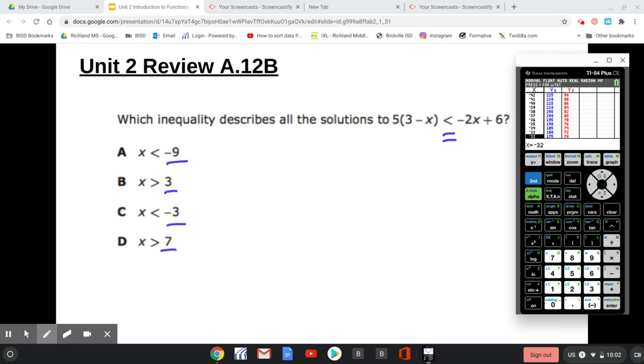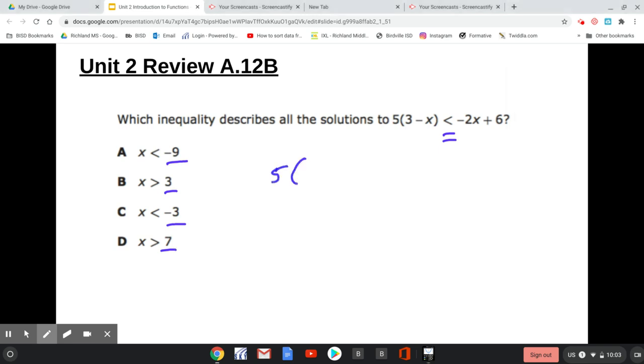So let's see what negative 9 looks like. And at negative 9, our numbers are different, so it can't be negative 9. Let's see, negative 3, they're different. Let's look at 3. They're the same. And 7, they're different. I'm not sure this is going to help us because it is an inequality. So let's just solve it.